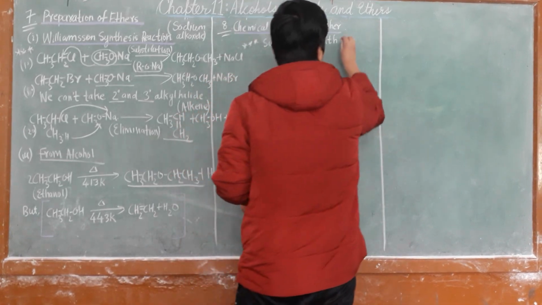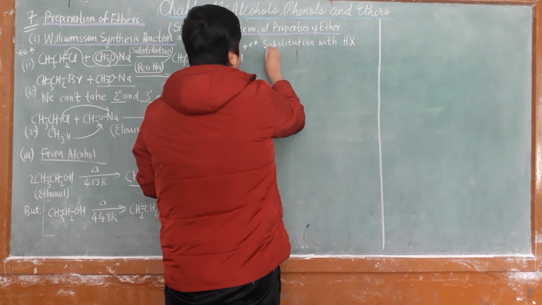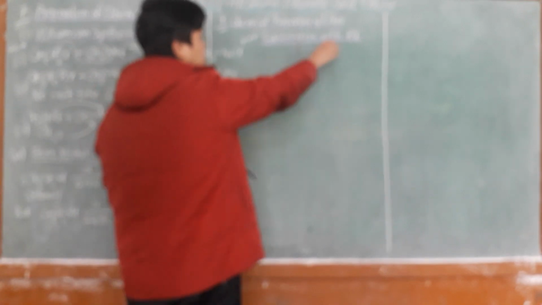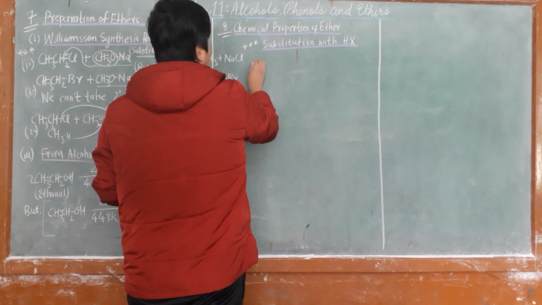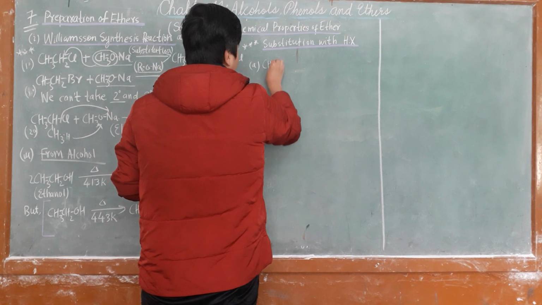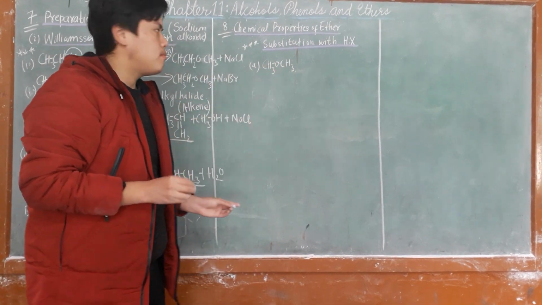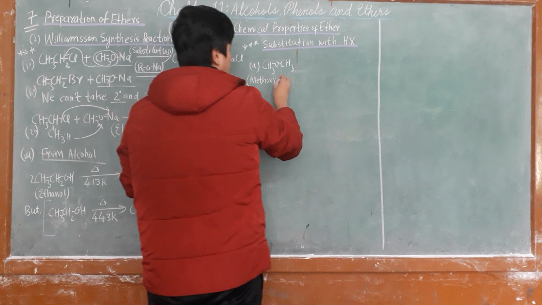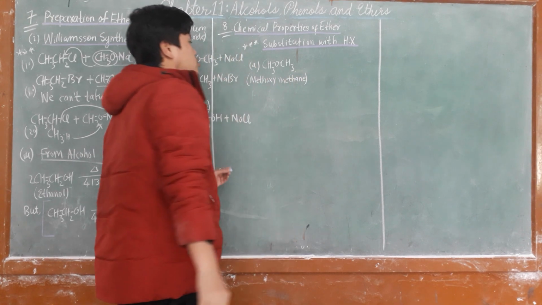Substitution with HX, that is your acid. Now substitution with HX reaction, first example. Suppose you take an ether, that is CH3OCH3. This is your ether, methoxymethane.